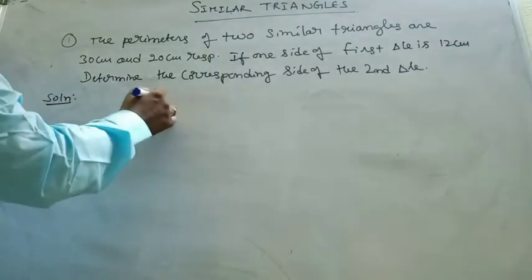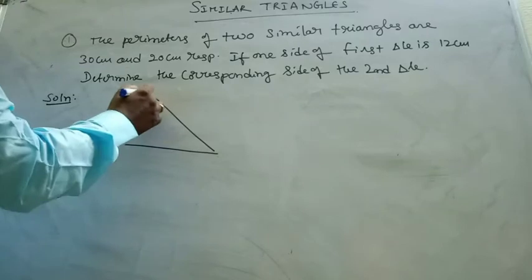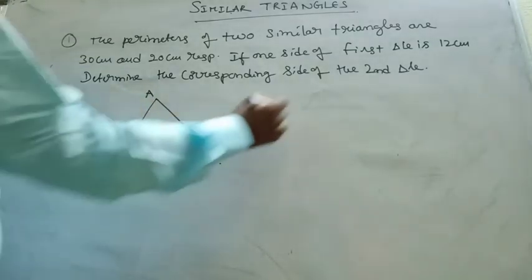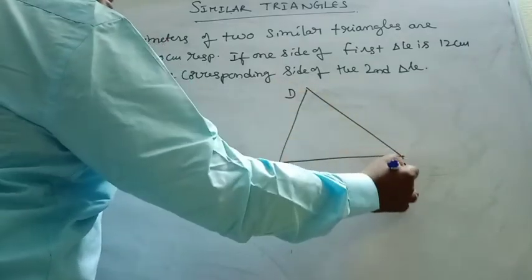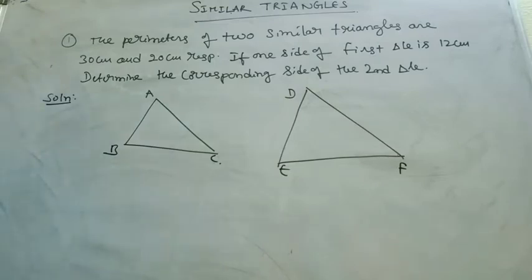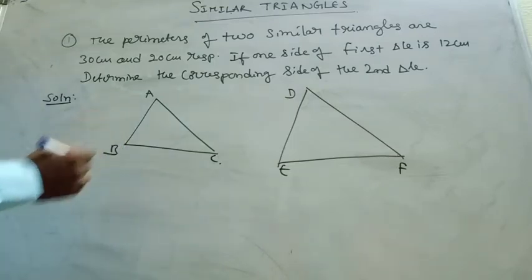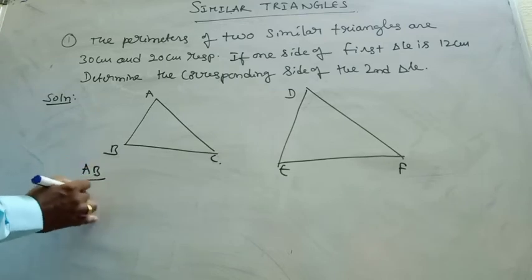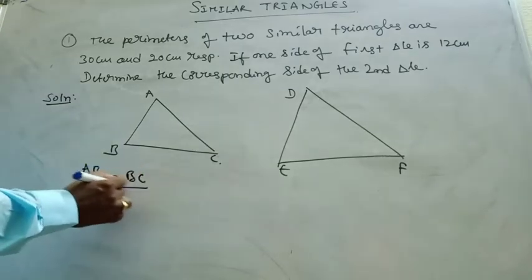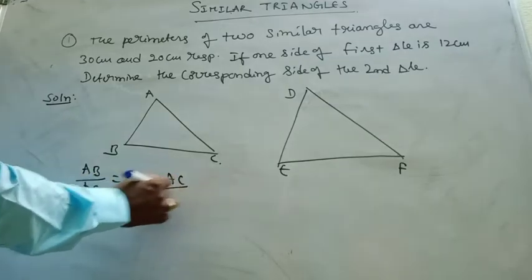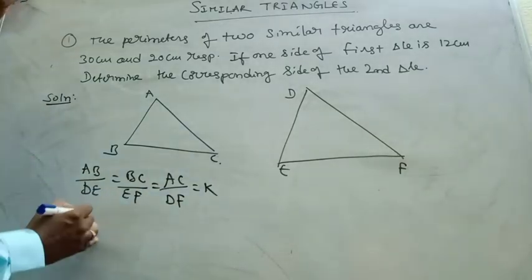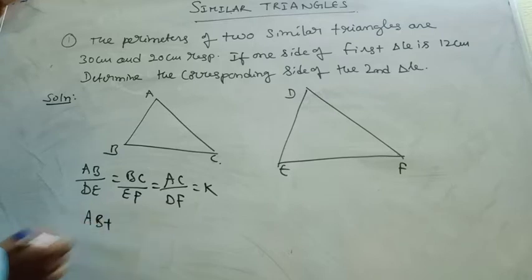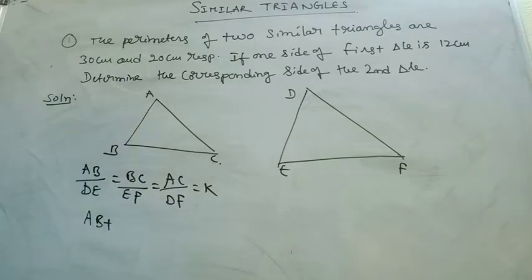Whenever we have two triangles, ABC is one triangle and another triangle is something like this, DEF. Once they are similar, you know that AB by DE is equal to BC by EF, that is equal to AC by DF. They are all equal to some constant. Now if you take their perimeters, that becomes AB plus BC plus AC.